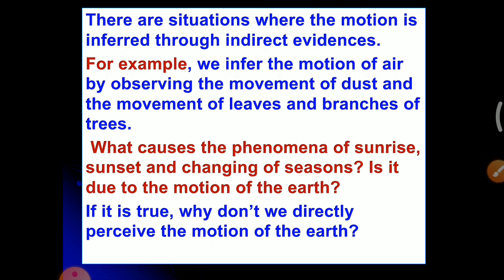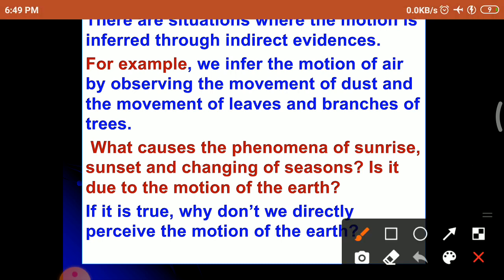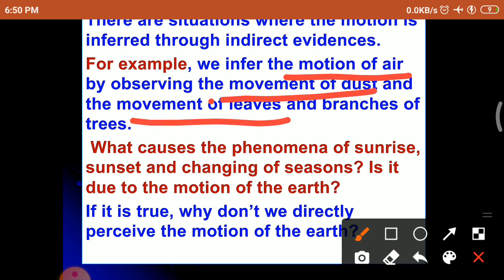There are situations where motion is inferred through indirect evidence. For example, we infer the motion of the air by observing the movement of dust and the movement of leaves and branches of trees. How can you say that the air is in motion? When you observe the movement of dust, leaves and branches of trees, these are due to the motion of the air. So we can say that the air is in motion.